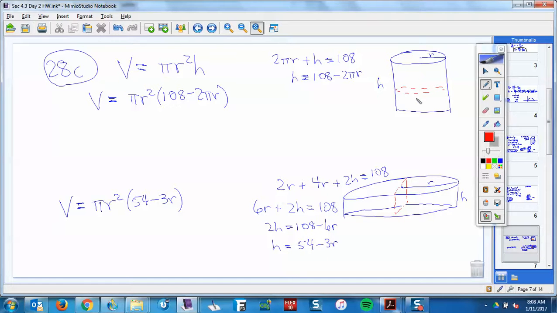The long side is h, the girth is the distance around perpendicular to the long side, so that would be 2 pi r. So the long side plus the girth has to be 108. So we solve for h, we get that. We substitute that in there. We get this, and away we go. We do V prime. We set that equal to 0. What did you get for an r value on 28 there?